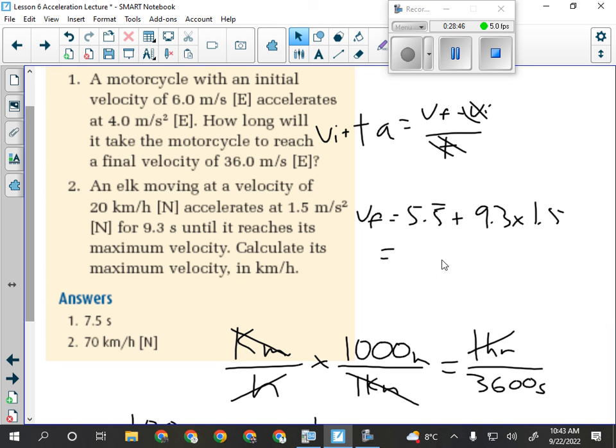Especially not with kilometers per hour and meters per second, but it happens more with, I give you meters per second and then I give you distance in kilometers. That's where you gotta watch it, okay? Because it's really easy to just plug in the kilometers and forget to change it to meters so it matches your meters per second.